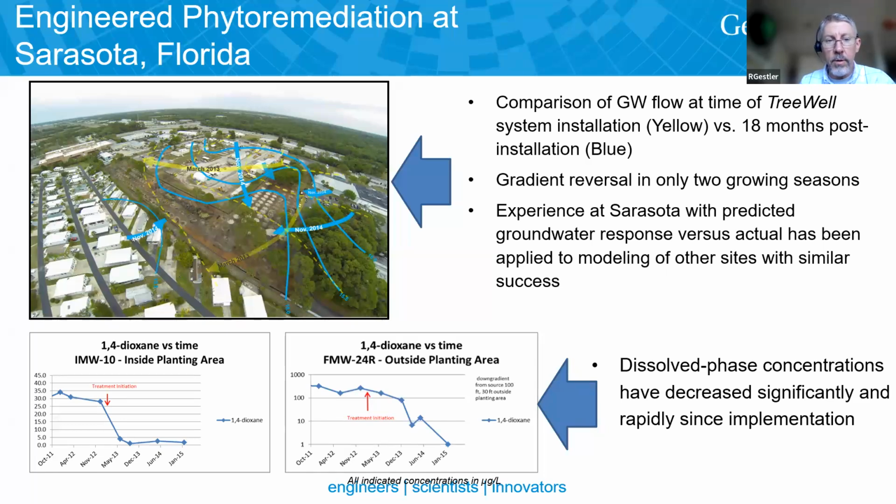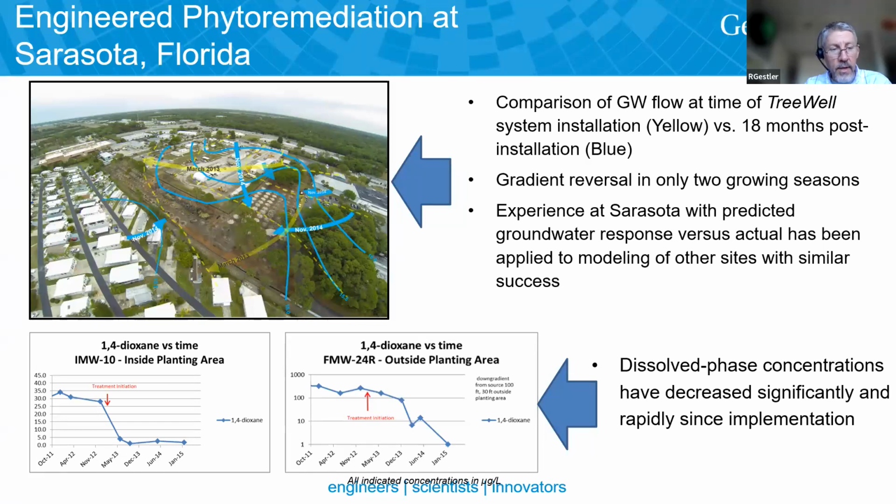Contrast that to the arrows in blue. After only 18 months, we had already reversed the gradient. We had an inward flow towards the phyto system in only 2 growing seasons. And I'll note that our experience at this site, particularly with groundwater modeling, has been applied to other sites with great success. And I'm going to speak on that a little bit more. So we had good results on hydraulic control. What about contaminant concentrations? Well, just 2 monitoring wells nicely illustrate this.